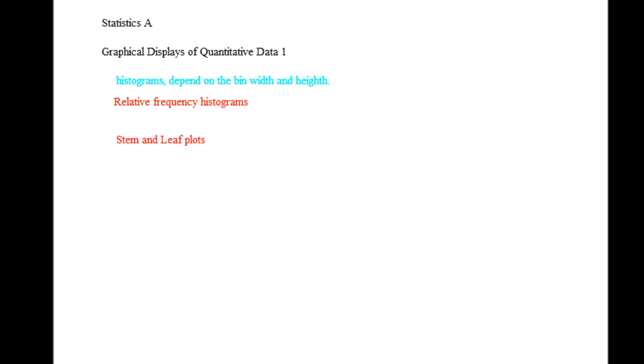Alright, now as for dot plots, they're a lot like stem and leaf plots, except they have dots, and they're kind of like histograms on their side. So some things you want to think about when you're working with it. Three main things to think about.